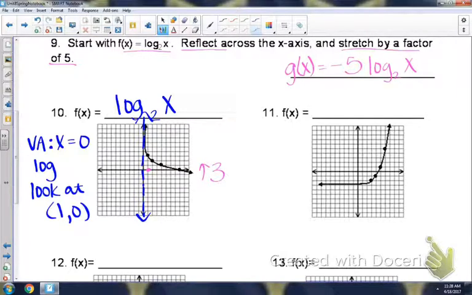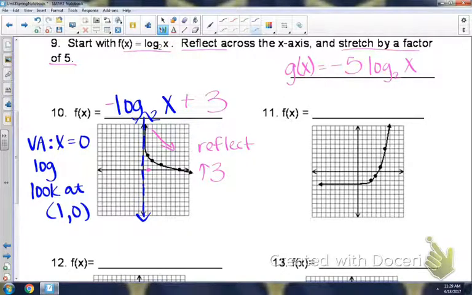Okay, so if we're going up 3, that means we would need to add 3 on the outside. We don't need parentheses there. How you know if it's a reflection, you're looking from left to right. So from left to right, notice this is going down. That would mean there is a reflection, which means there's a negative in front. So we have our parent function, there's a reflection, and it went up 3. We know it didn't go left or right because our vertical asymptote stayed at the same spot.